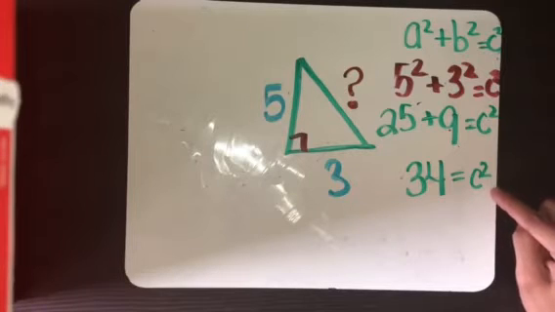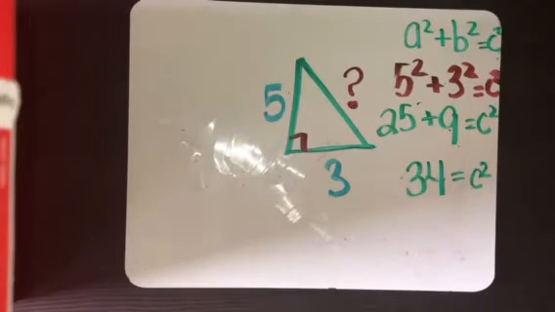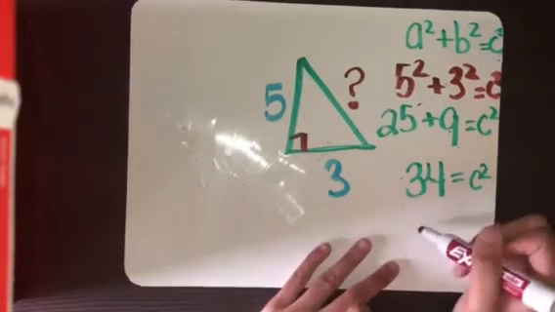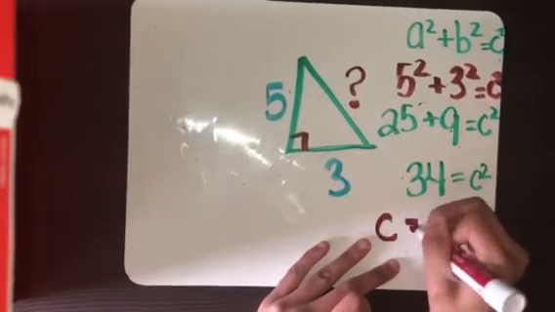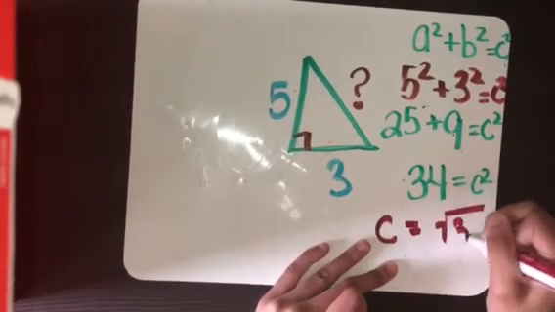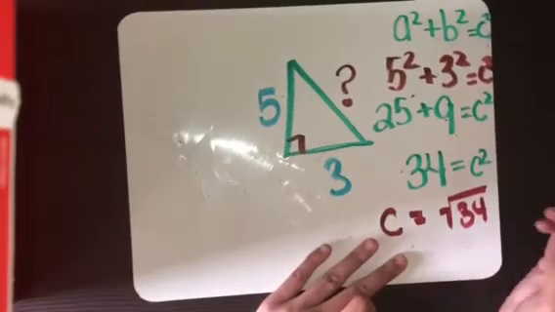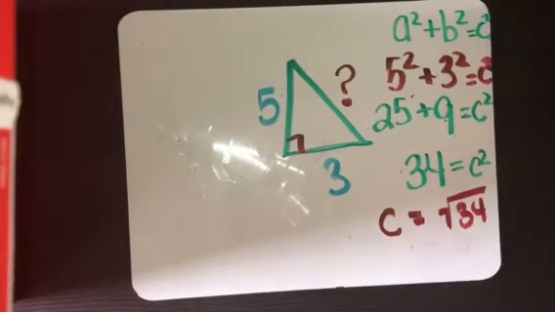You guys may not understand, but I promise you it'll make more sense. So what's the opposite of squaring a number? The opposite of squaring a number is square rooting a number. So to find C, I'll have to figure out what is the square root of 34. And you guys should know how to do this. This is our first unit.